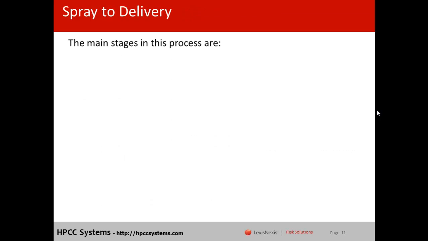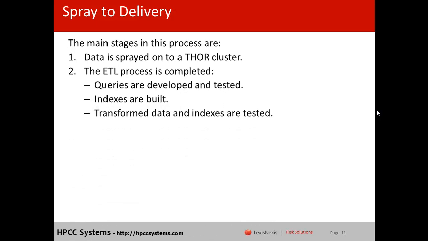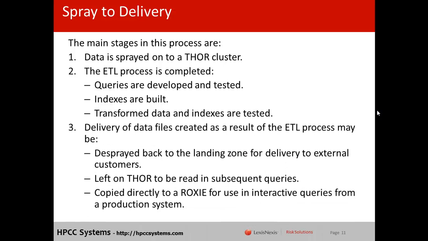All right, the last thing on the THOR cluster we want to talk about is called spray to delivery. The three main stages in this process are as follows. Number one, data is sprayed onto a THOR cluster. Number two, the ETL process is completed. In other words, queries are developed and tested, indexes are built, and transform data and indexes are tested. And number three, the delivery of data files created as a result of the ETL process may be either desprayed back to the landing zone for delivery to external customers, left on THOR to be read in subsequent queries, or copied directly to a Roxy for use in interactive queries from a production system.